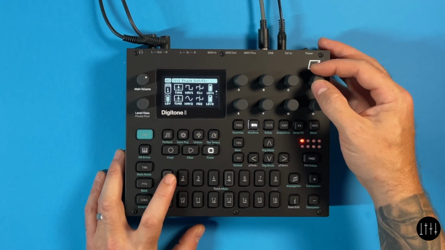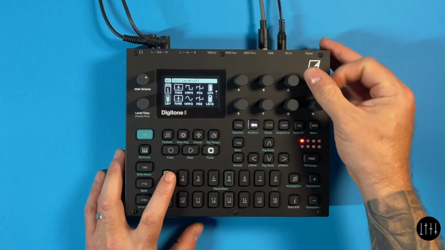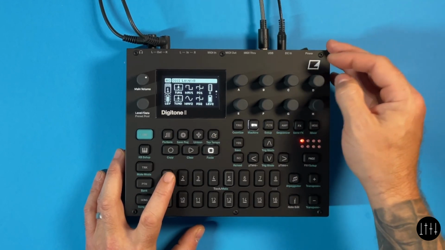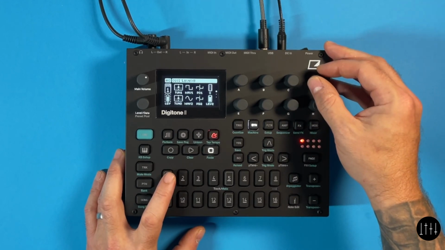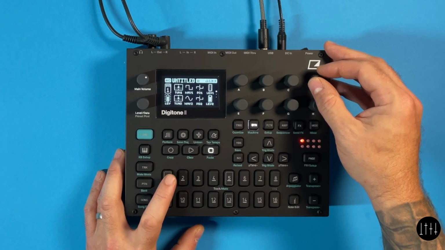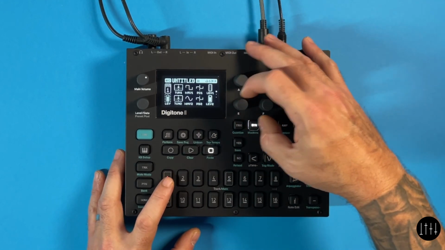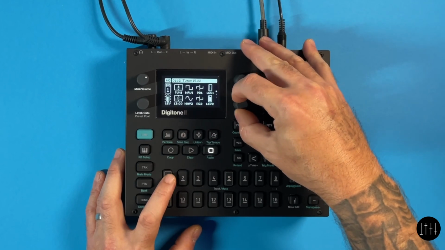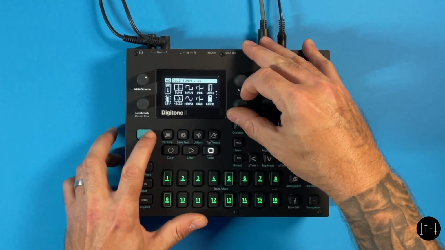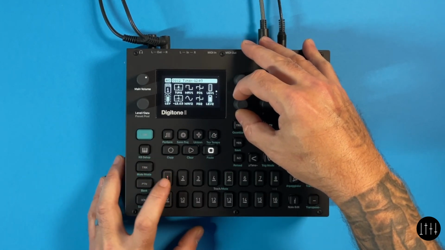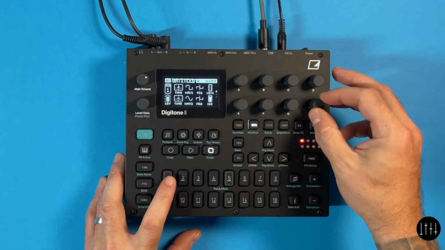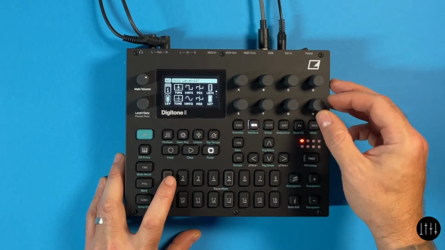And then we have the level for the oscillator 1. You can already hear a difference. If I put the volume to 0 on the first oscillator, then this is the second oscillator and this is a sine wave. Maybe we can go -12. So we have 1 octave down.